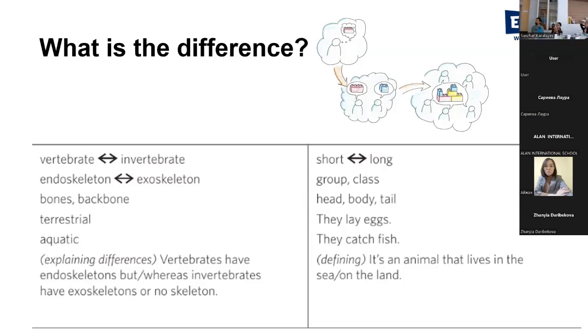So let me give you a minute to think in silence. We don't discuss. What's the difference between these two? Here it says vertebrate, invertebrate, short, long, group, class, etc. Okay, now let's discuss with your shoulder friend. What's the difference between these two columns? For a minute.